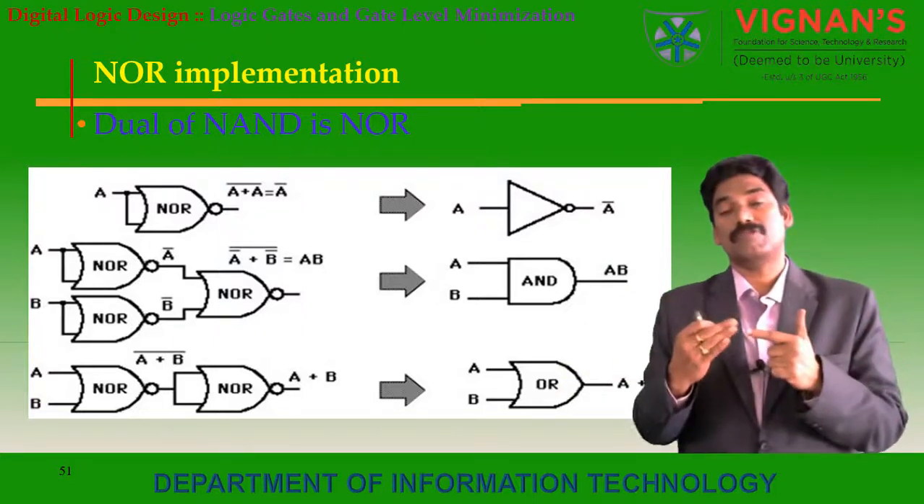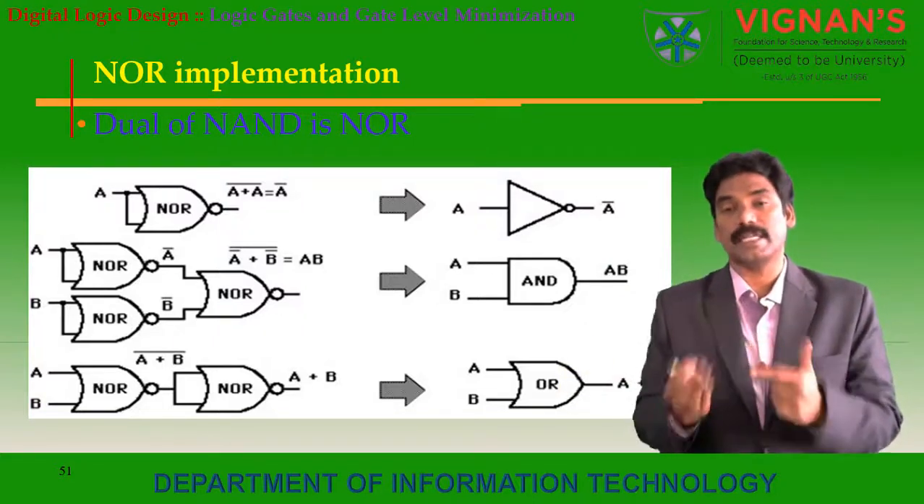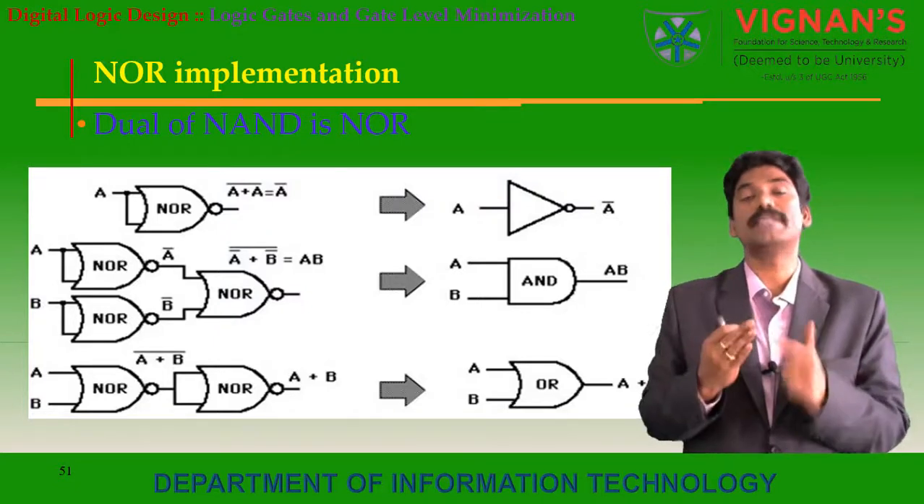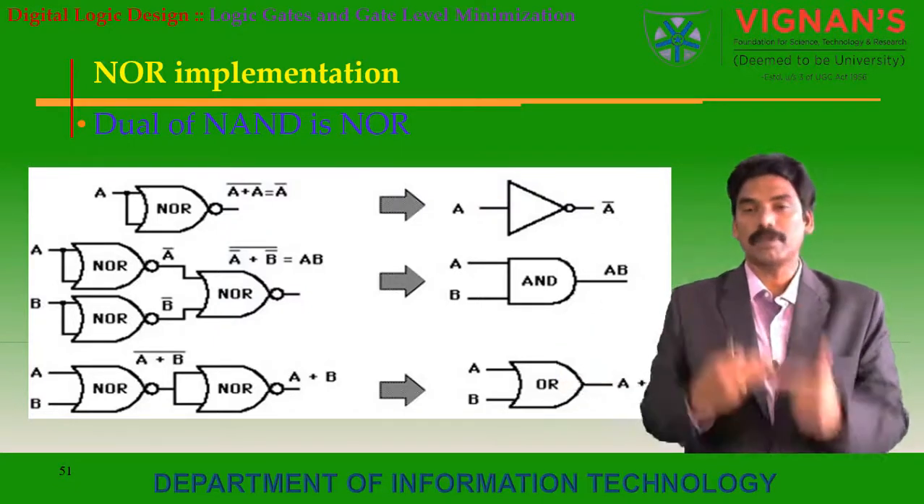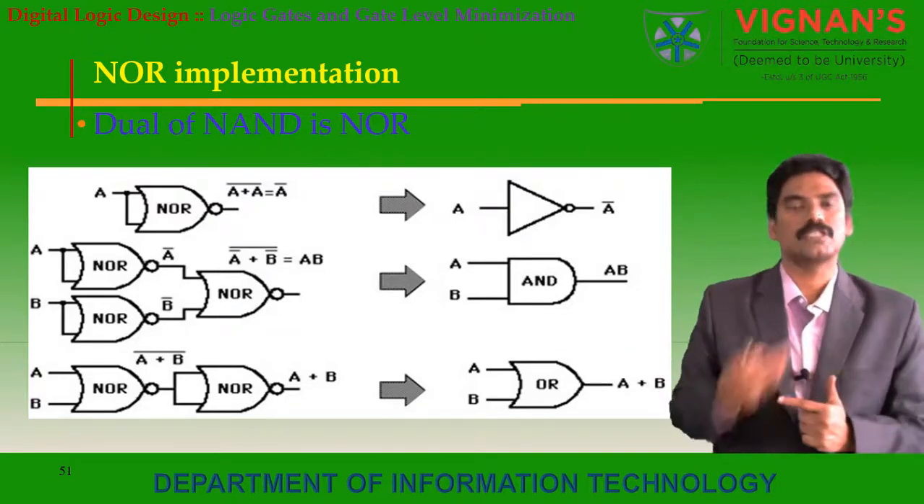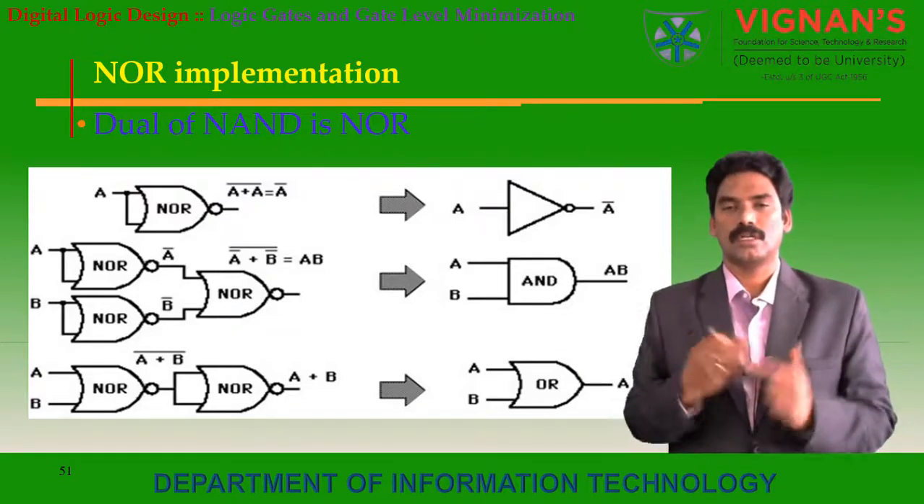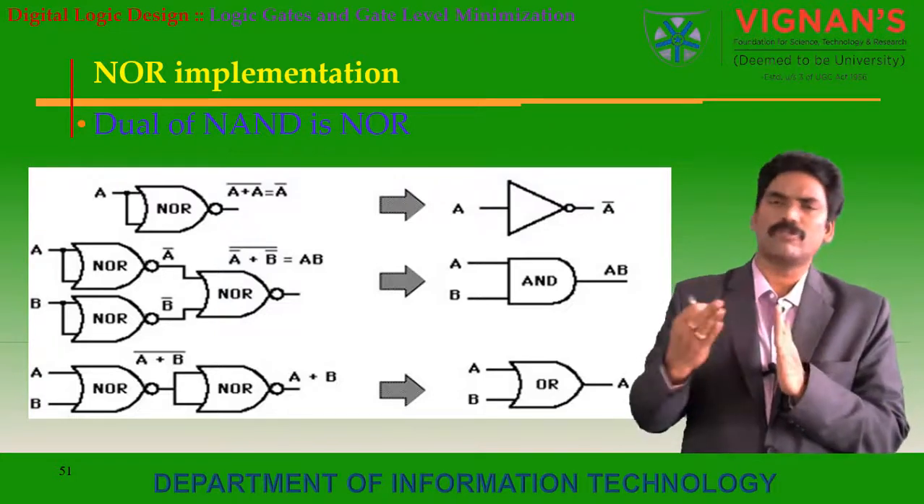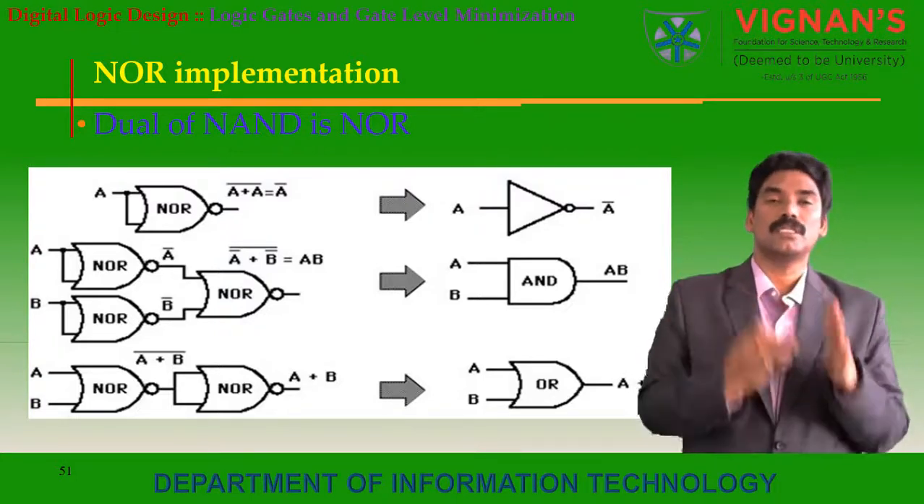Now for implementing an AND gate, we need 3 NOR gates, and for implementing an OR gate we need 2 NOR gates. So this is the implementation of basic gates by using NOR gates.